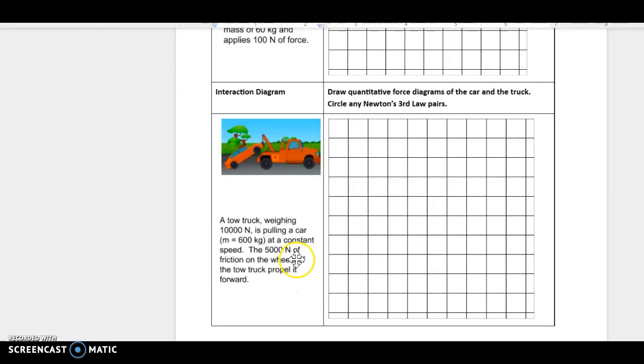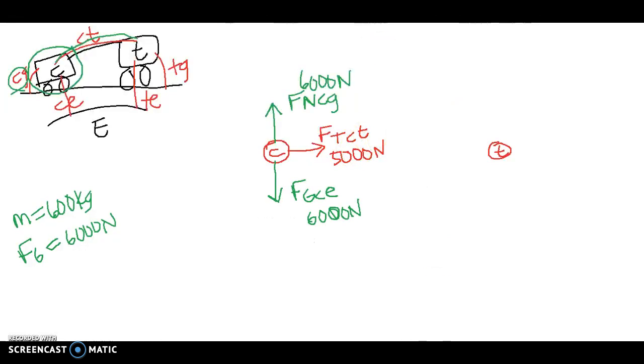Let me just double check. 5,000, oh no, friction. Let's pretend like we don't know that yet, because we're going to do this backwards. It's being pulled. The car is moving at a constant speed, so there must also be a force of friction on the car from the ground going the opposite direction. These two have to be the same because the speed is constant, so the forces have to be balanced.